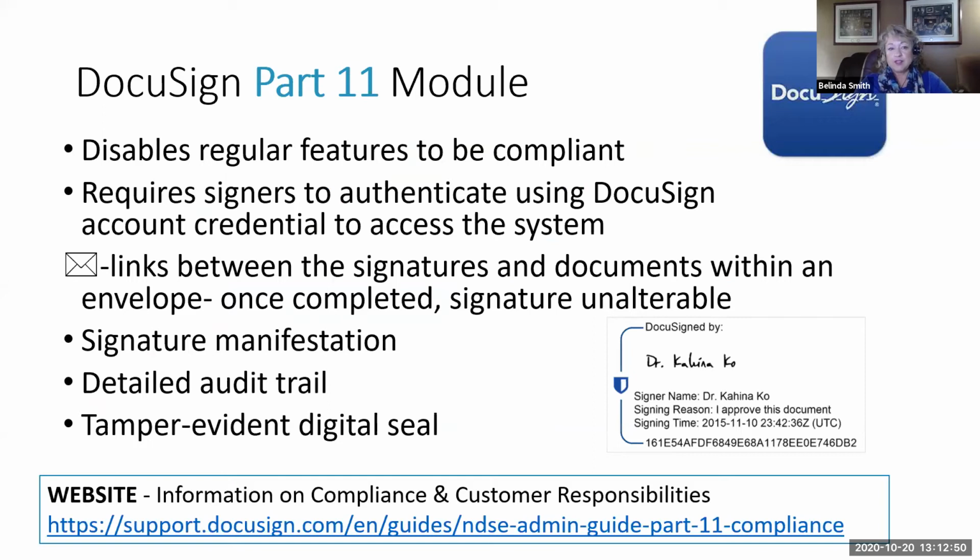Others that I have found information on, Docusign has a Part 11 module. So it's not the standard Docusign. It is a module where they've gone in and actually disabled regular features in order to be compliant. Okay, they have this envelope type of system where it provides a signature manifestation, audit trail, and tamper-resistant digital seal. Once again, though, if you go to the website, there's going to be information on why the program is compliant, but it's also going to have the customer responsibilities in order to be compliant.